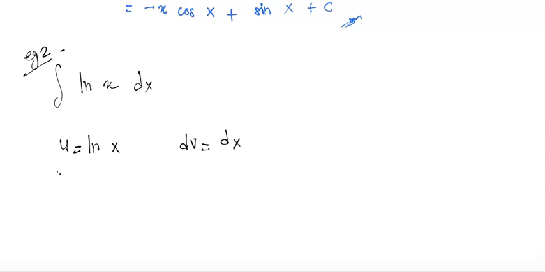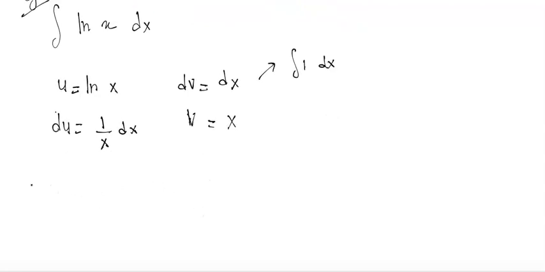As I mentioned before, for the left side you have to differentiate and for the right side you have to integrate to get du and v. For du, you differentiate ln x, you will get 1 over x dx. Then for v, we integrate dx, which means you integrate 1 dx. So 1 becomes x.